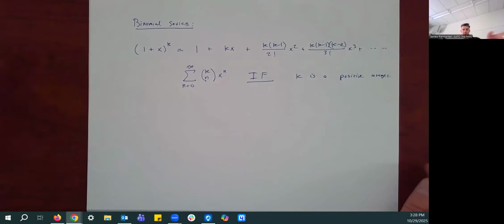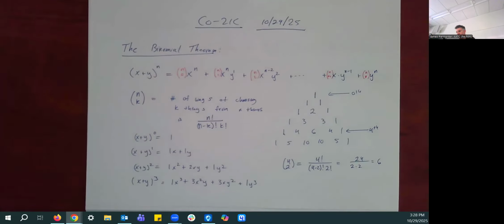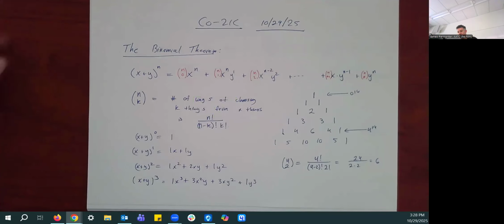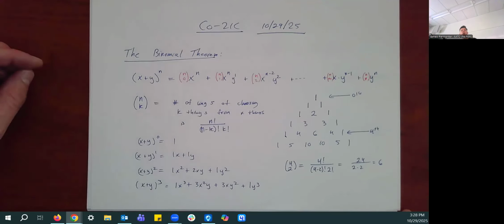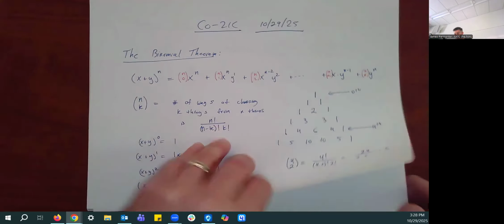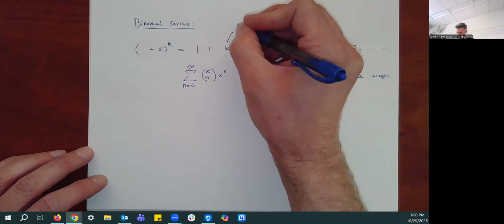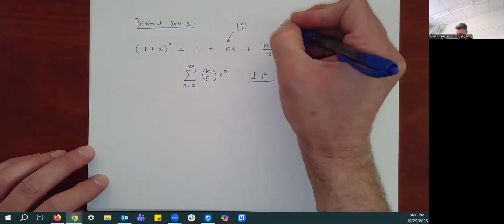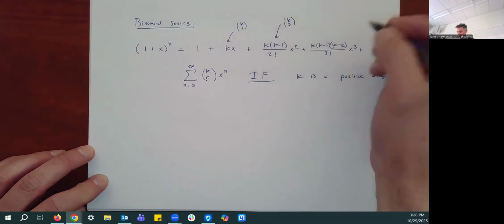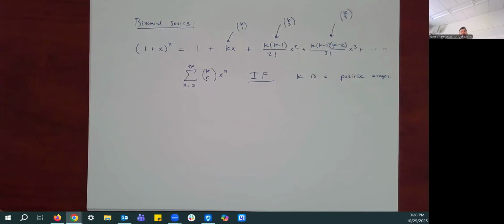Question. Wait, can you go back to the other? Sure. Can you use this, n factorial over n minus k factorial times k factorial, to simplify, if k is a positive integer? So right here, this part looks like k choose 1. That part looks like k choose 2. That part looks like k choose 3. But again, only if k is an integer.